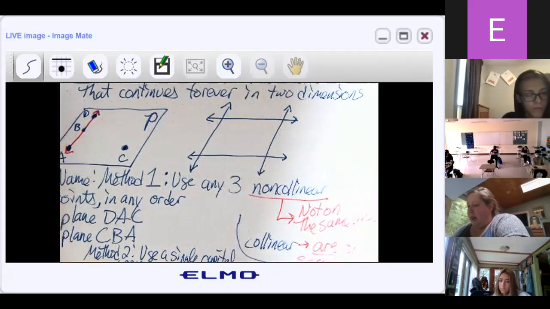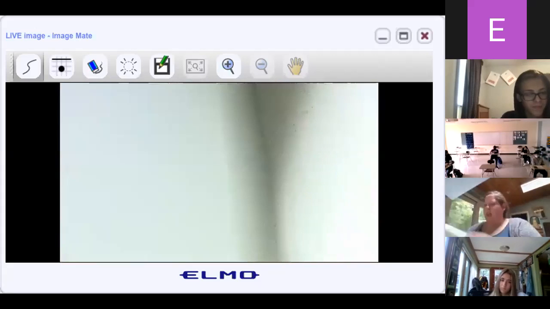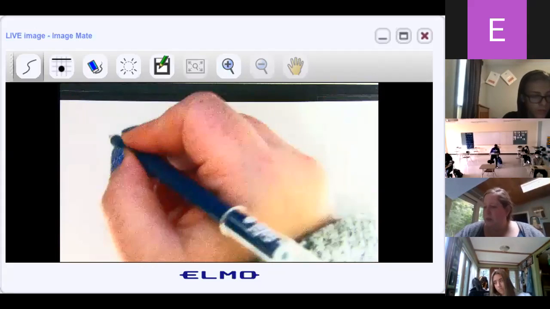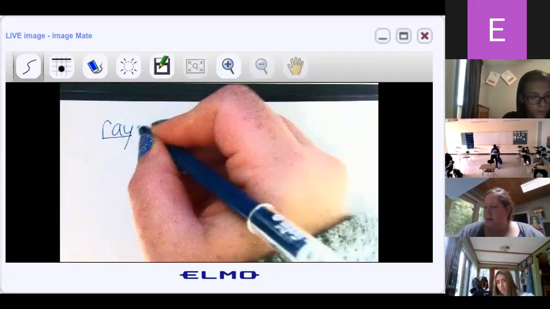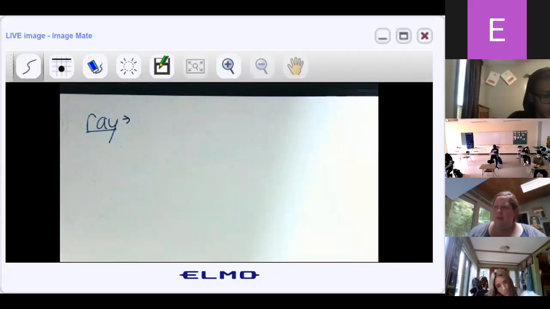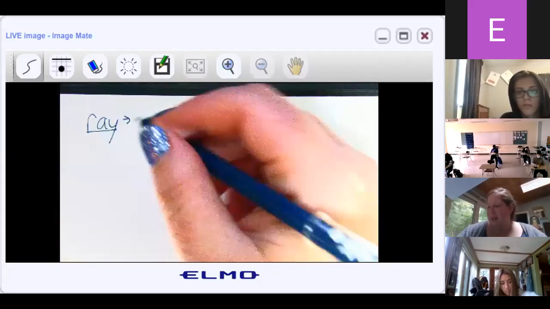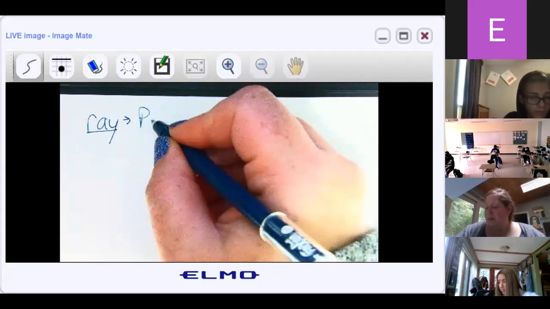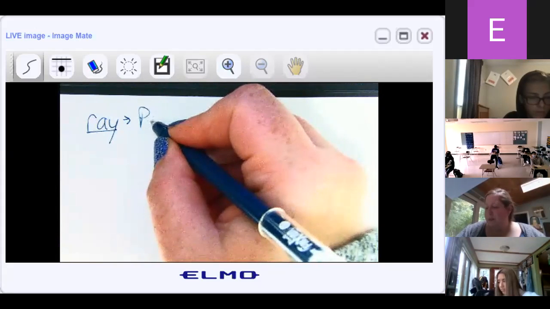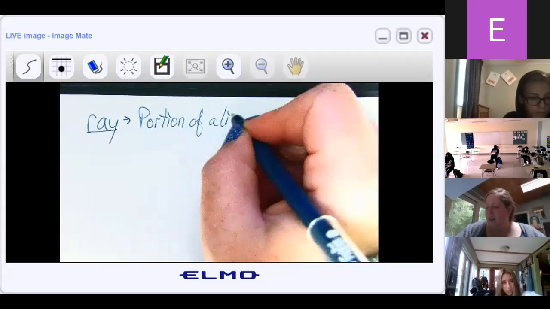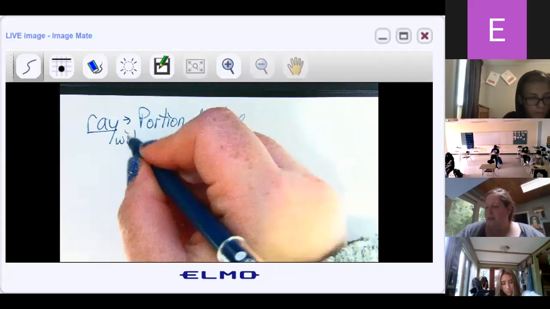Okay, so we got points, lines, planes. The next thing we have to talk about is ray. So a ray is sort of half of a line, I guess, if you want to think about it that way. It's a portion of a line with one definite endpoint.